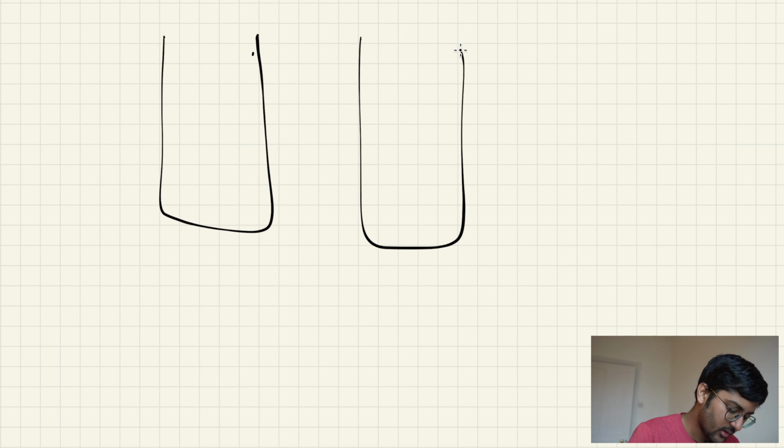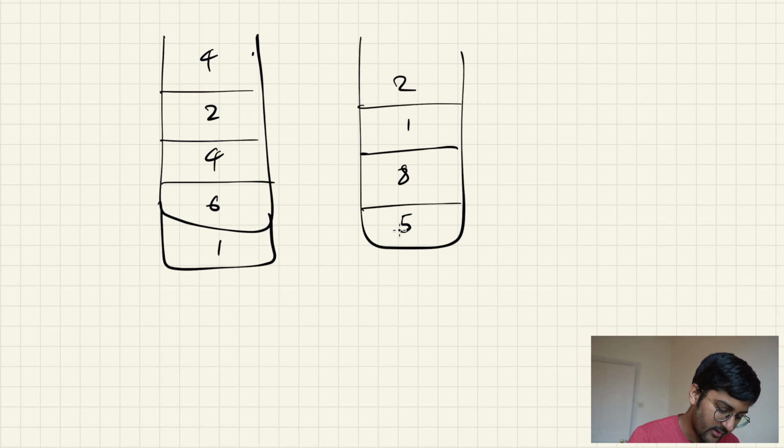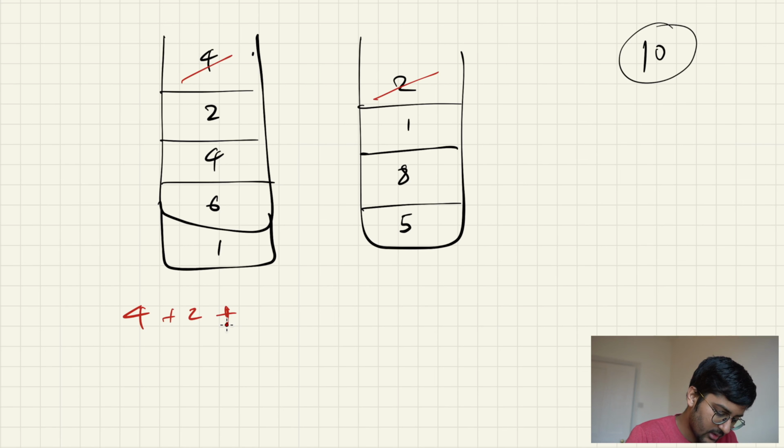Okay, so let's say these are the two stacks that are given. This is 4, 2, 4, 6, 1. And 2, 1, 8, 5. Maximum sum cannot exceed 10. What are the possibilities? Let's look at the possibilities. Let's say Nick removes 4, and in the next turn, Nick removes 2. Again, Nick removes 2. This is what? 4 plus 2 plus 2, 8.